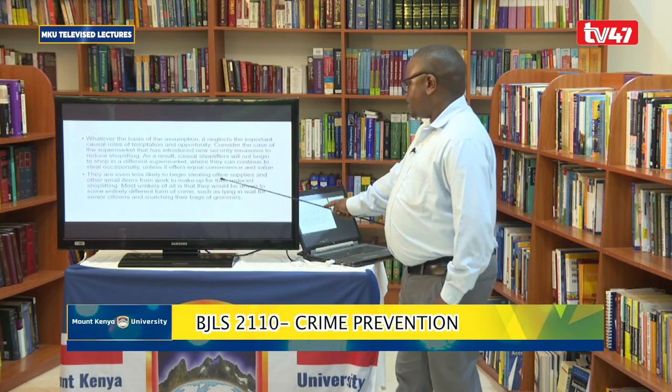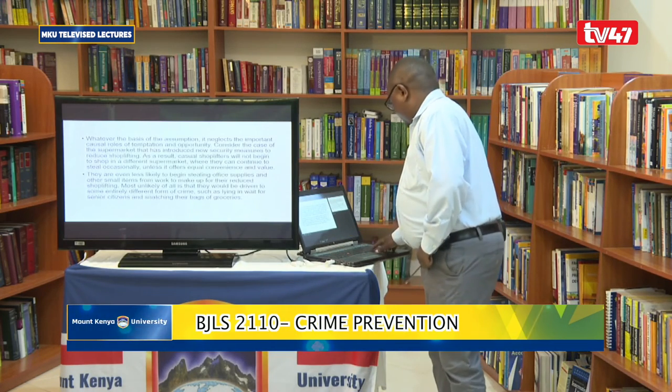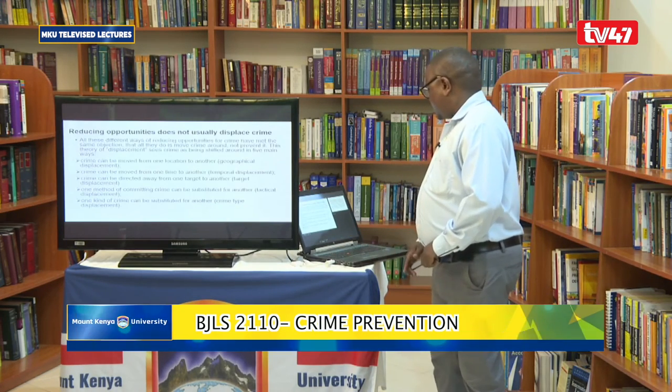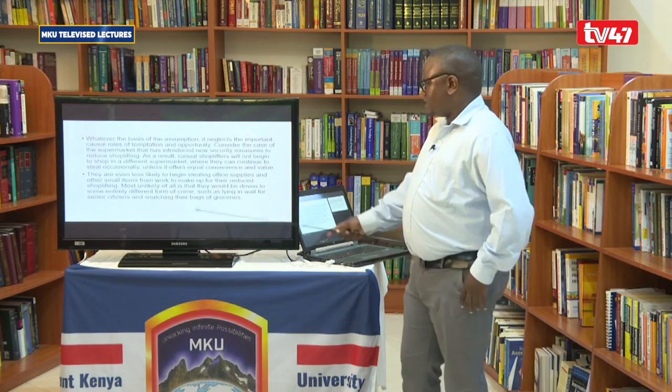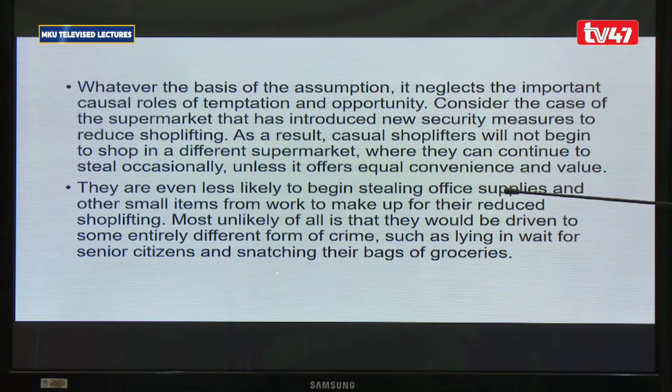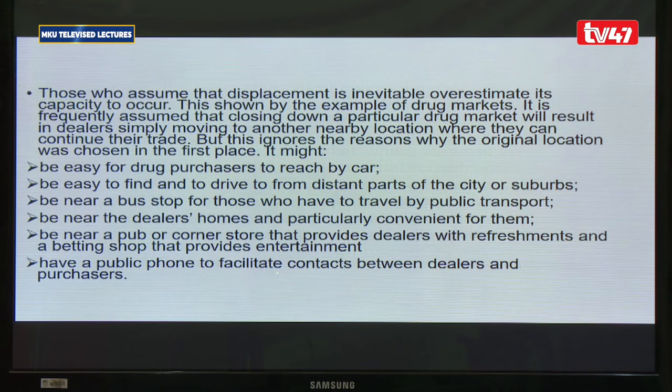Then the second one is where we move from one type of crime to another, one target. The new target you have is office supplies, or even geographic. You cannot move from a supermarket to steal from your own workplace. So research has shown that this theory is not always the same.